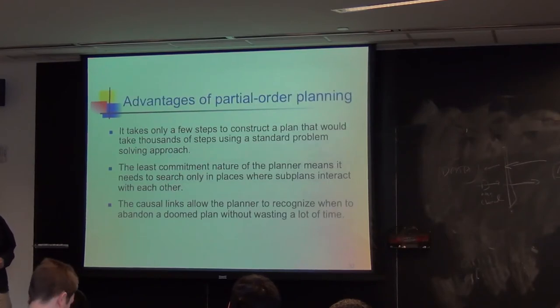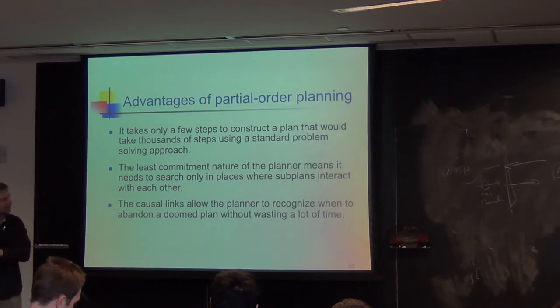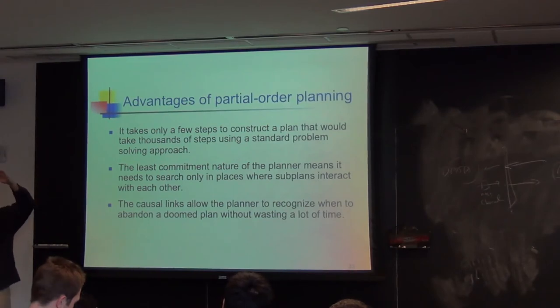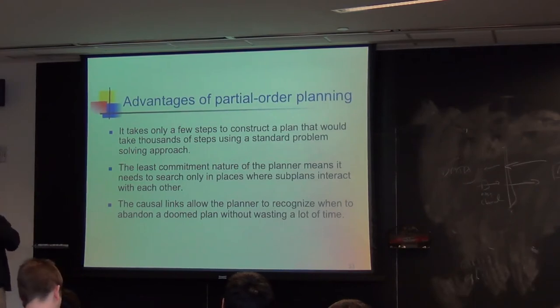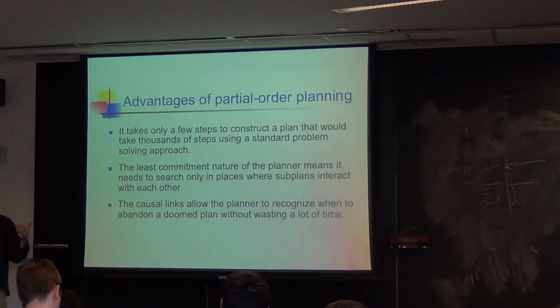Okay, so the advantage of partial order planning is it takes only a few steps to construct a plan that would take 1,000 steps in a standard problem-solving approach. Because you're working both top down and bottom up in the plan, and you're trying to work together until you get to the pieces. If you had to work through all the total orderings, that would be a huge number of things. Here, you're not looking at all total orderings.